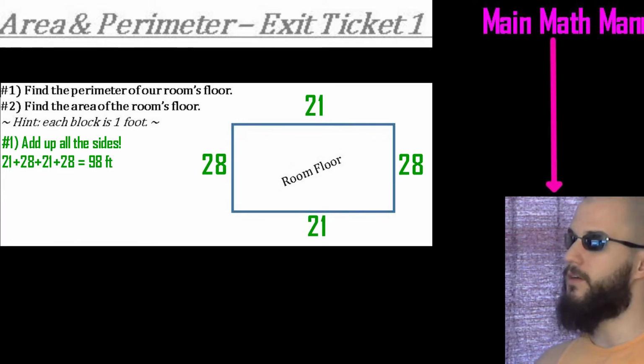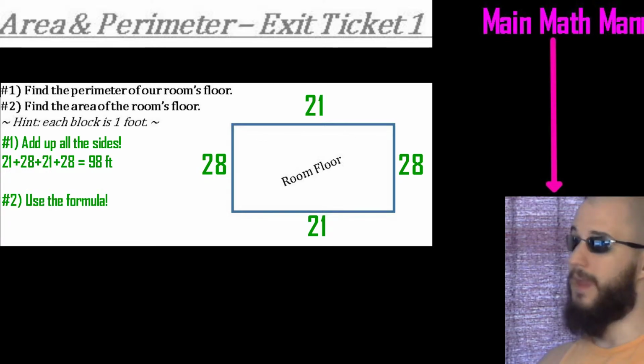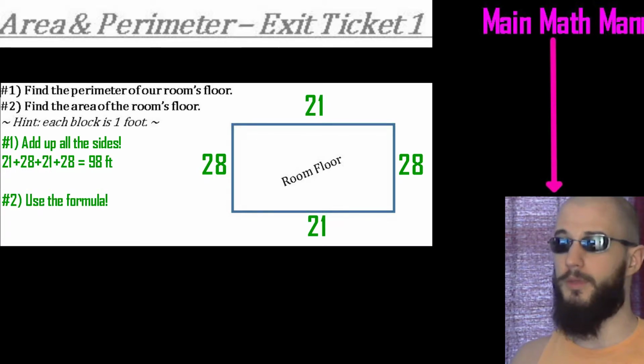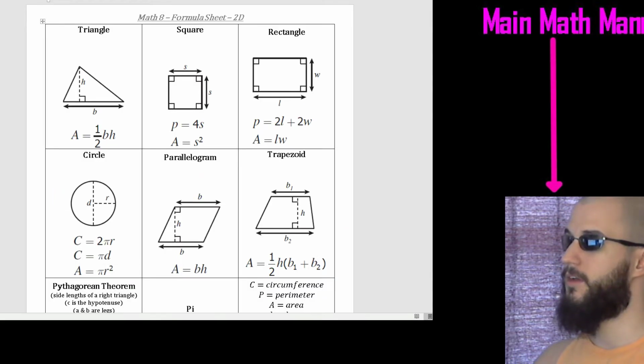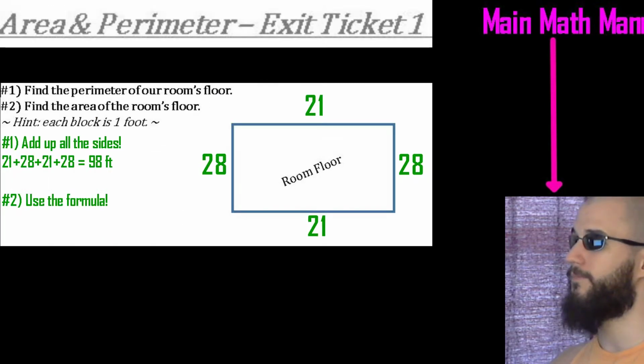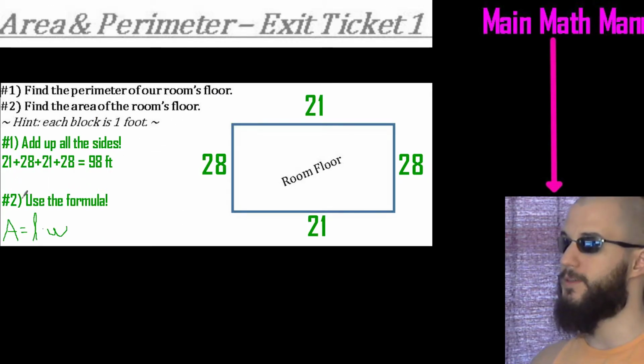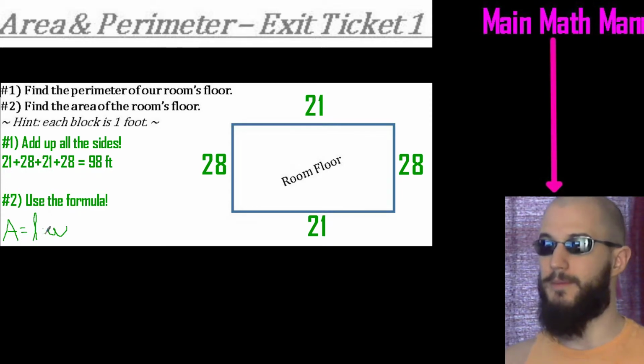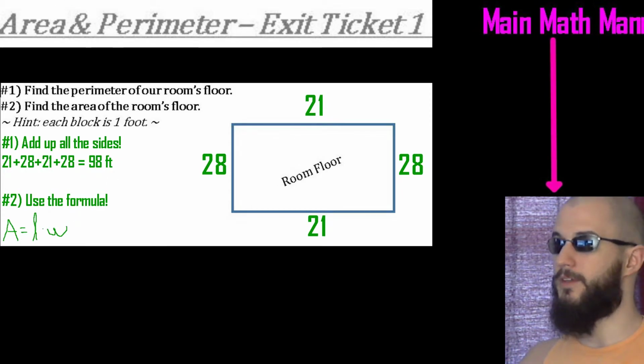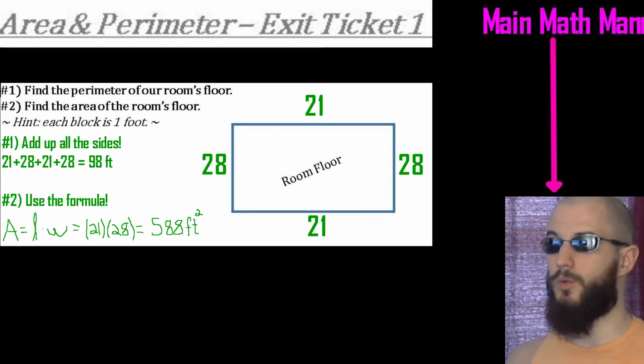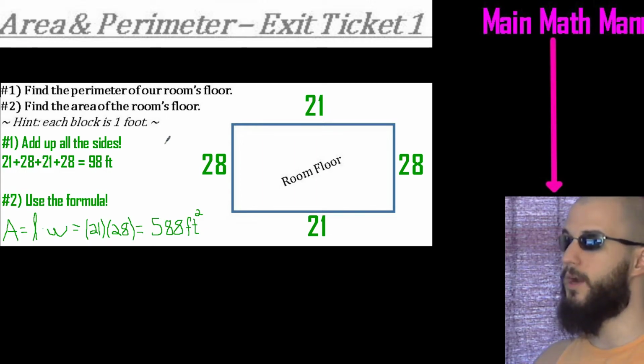Then for the second part, it says for the area, very simply use the formula. Using that formula sheet that you wonderfully have, let's use the area for a rectangle, so area equals the length times the width. So we have A equals the length times the width, and more specifically plug in those values as 21 times 28. And yes, you guessed it, it is 588 feet squared. You know that it's feet squared because it's talking about area.